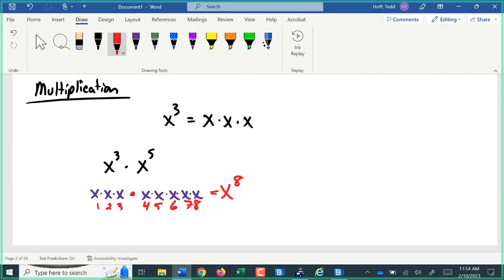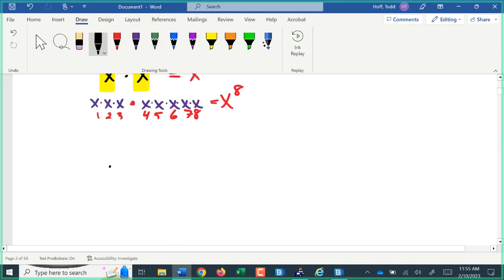Now I'm not going to go real deep into developing this concept because most have already been taught that when you are multiplying exponents with the same base, you add the powers. 3 plus 5 is 8. So I'm multiplying exponents with the same base. Both of these have a base of x. I add the powers. The 3 plus 5 give me the 8.